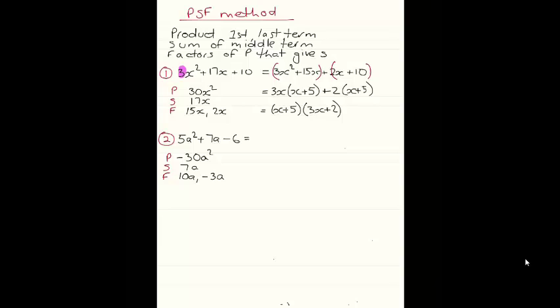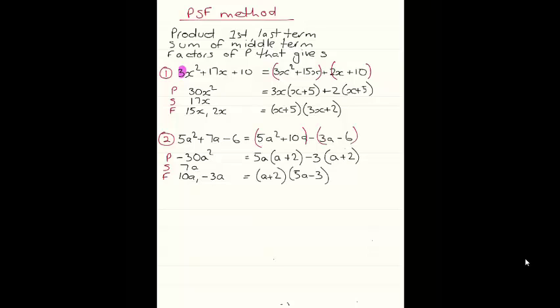Now rewrite it. So it's 5a squared plus 10a minus 3a minus 6. Group in your pairs. First common factor is 5a. That leaves us with a plus 2. And then the next one, my common factor is minus 3. And again, leaving me with a plus 2. So again, I take out my common factor of a plus 2. And that leaves me with 5a minus 3.